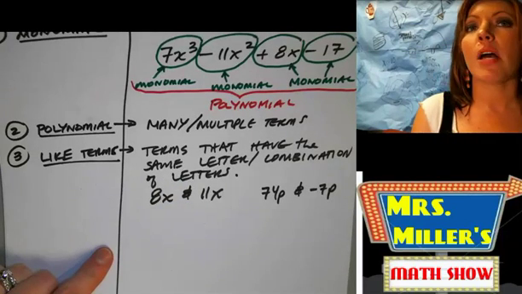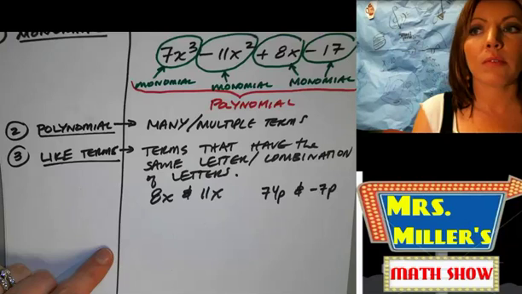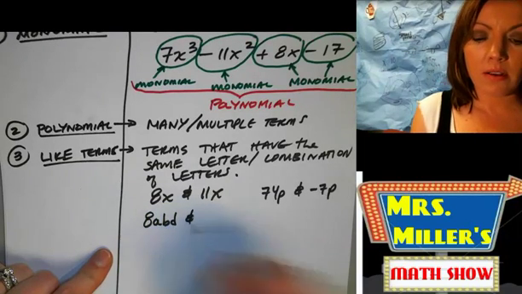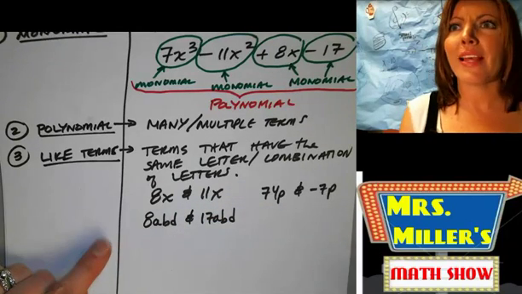Others? Rebecca? And then Aiden, I'm going to get you next. 8abd and 17abd. All right, give it up for Rebecca. Everybody give it up for Rebecca.